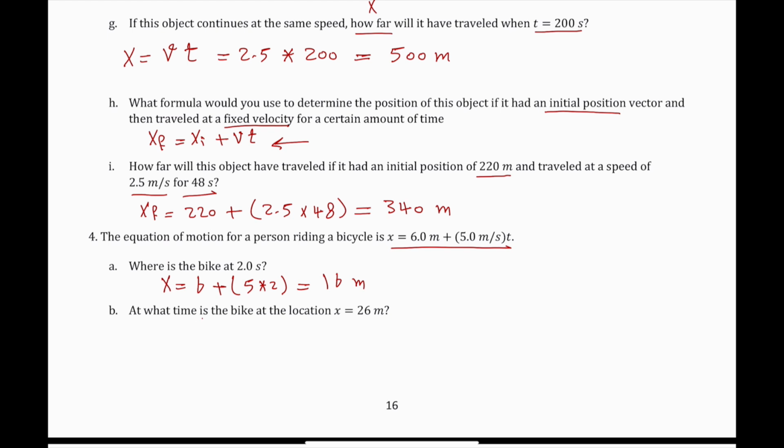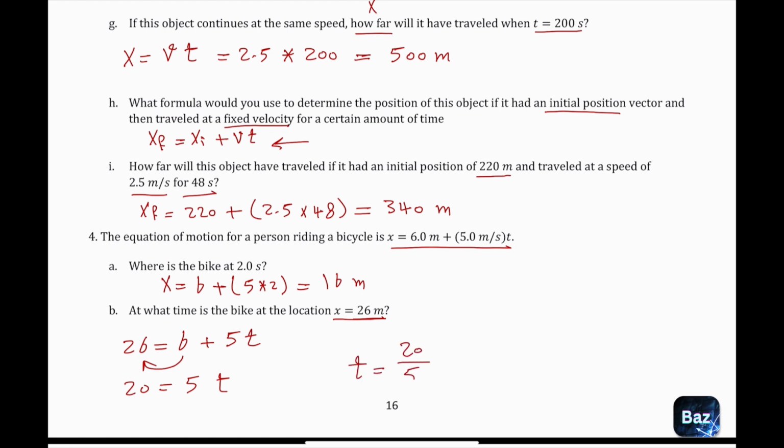At what time is the bike at the location x equals 26? We do the same thing. We substitute 26 for x in the formula. So here we have 26 equals 6 plus 5t. Now let's move the 6 to the other side. So 26 minus 6 is 20 equals 5t. So t equals 20 over 5, which is 4 seconds.